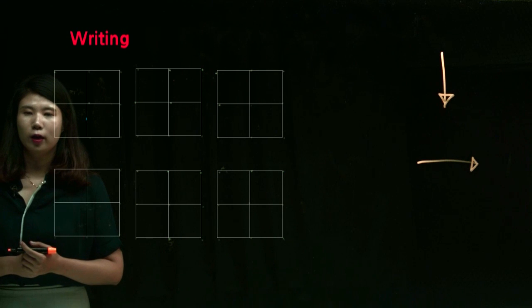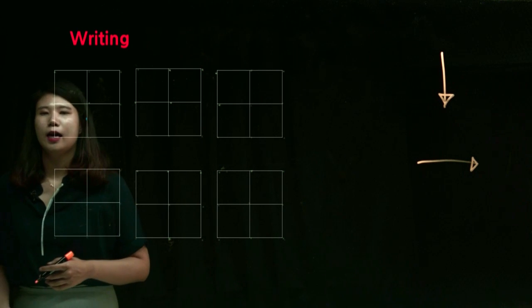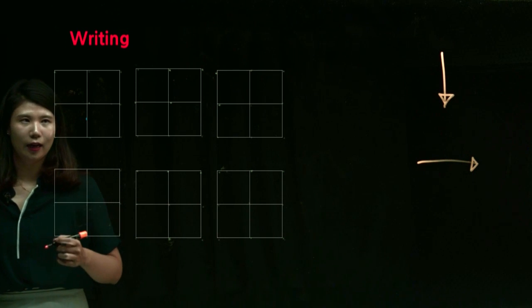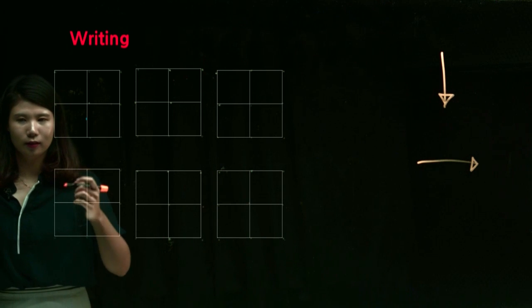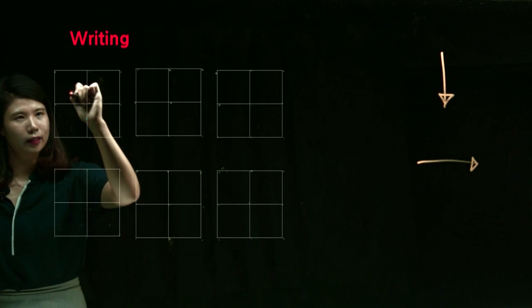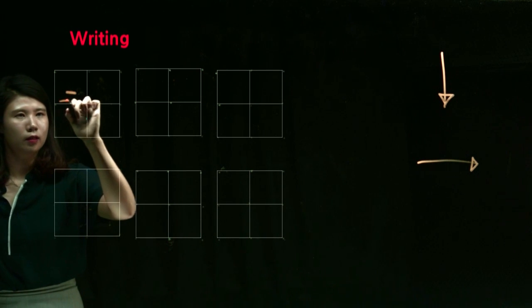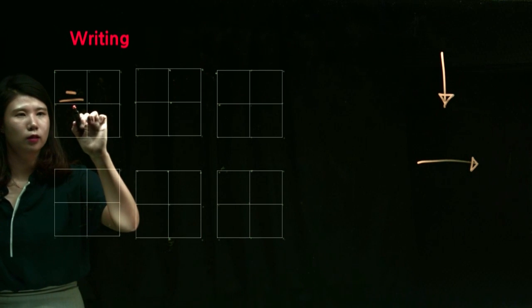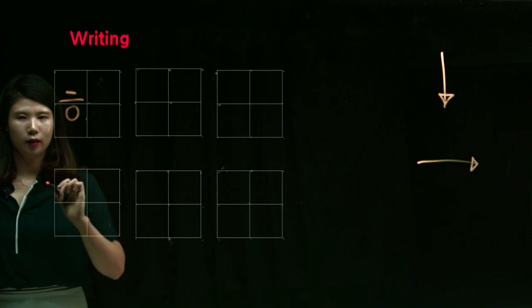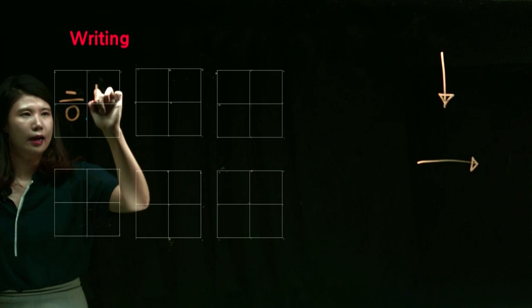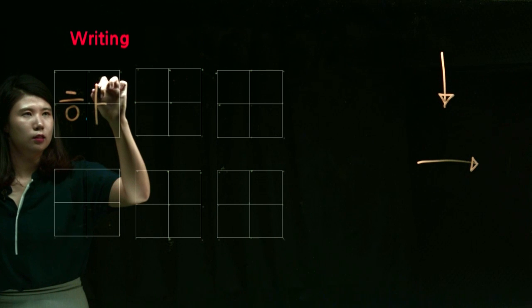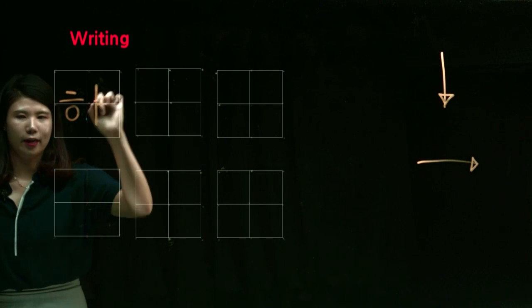Okay, the first one we are going to write is ha. Ha. Do you remember what the h sound looks like? Goes top one, bottom one. The circle goes left to right. H and a. See, top to bottom. Left to right.